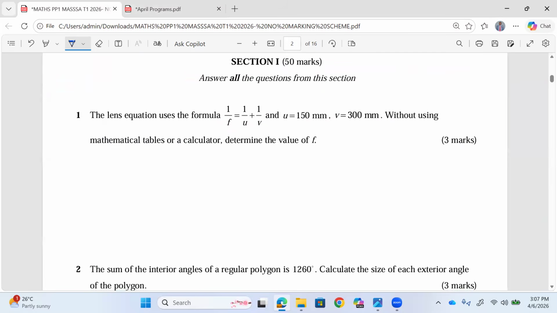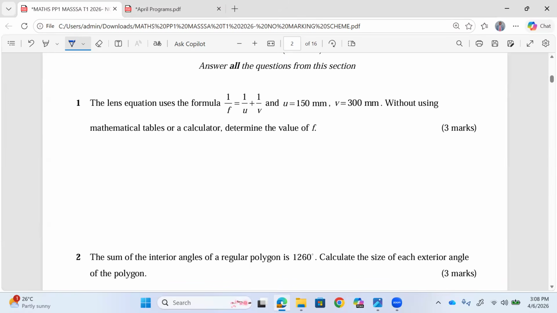Number 1, the lens equation uses the formula 1 over f equals 1 over u plus 1 over v, and u equals 150, v equals 300 millimeters. Without using mathematical tables or a calculator, determine the value of f. So one thing that you're supposed to understand in this case is that we can start by making f the subject of the formula.